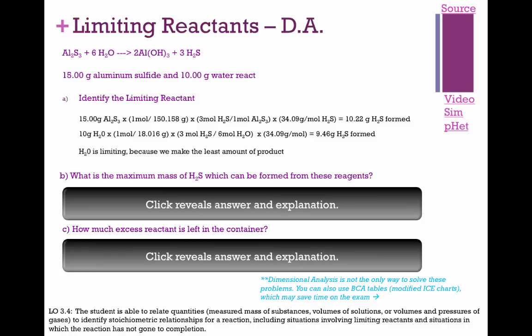But more than likely it's going to say, you know, you have 15 grams of aluminum sulfide, you have 10 grams of water, how much H2S can you form? So it's going to kind of skip this identify the limiting reactant step. If you are given amounts for more than one reactant, start by identifying the limiting reactant, even if it doesn't say to.